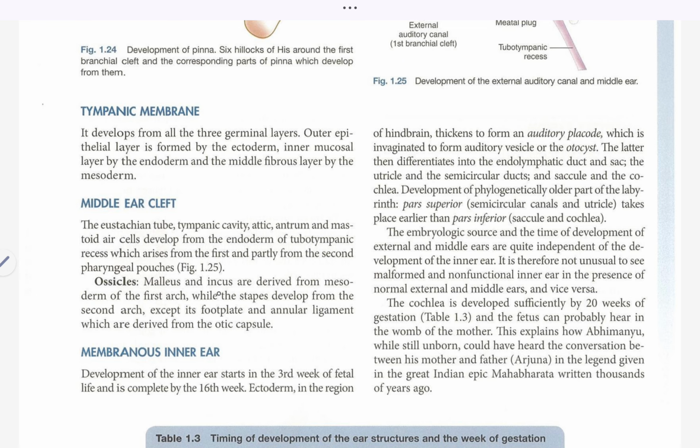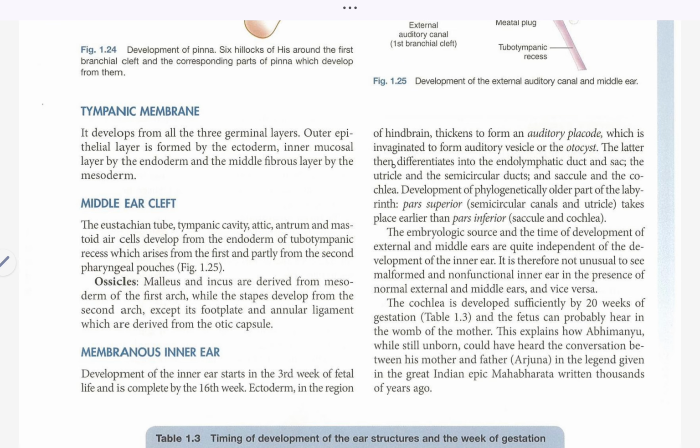Ossicles. Malleus and incus are derived from the mesoderm of the first arch, while the stapes develops from the second arch, except its footplate and annular ligament, which are derived from the otic capsule. Membranous inner ear. Development of the inner ear starts in the third week of fetal life and is complete by the 16th week. Ectoderm in the region of hindbrain thickens to form an otic placode, which invaginates to form otic vesicle or the otocyst.